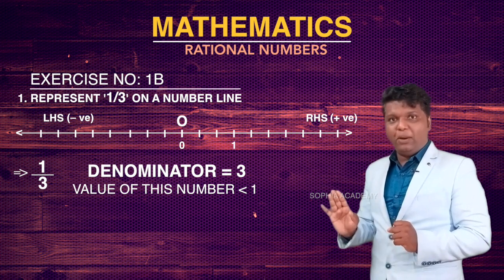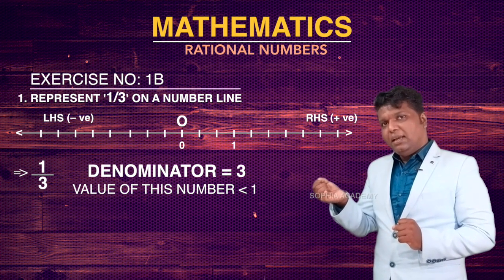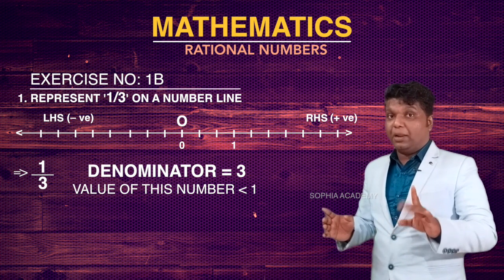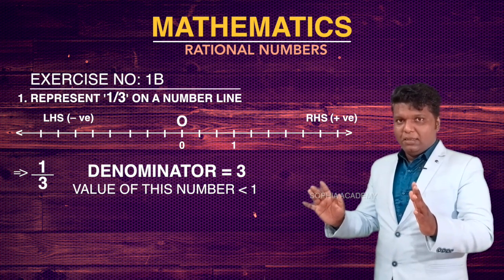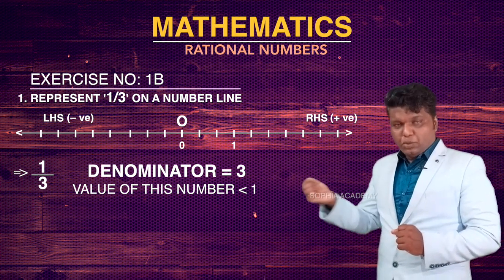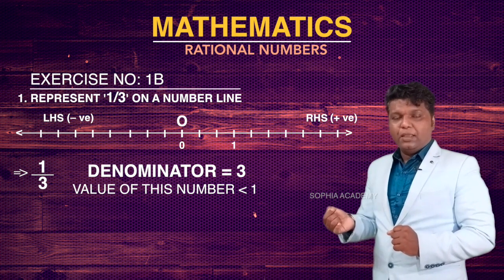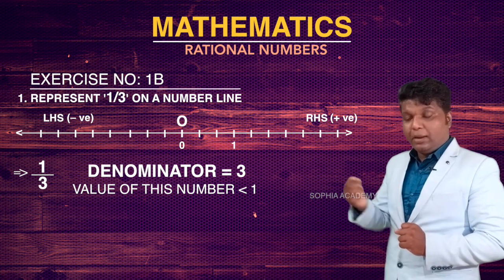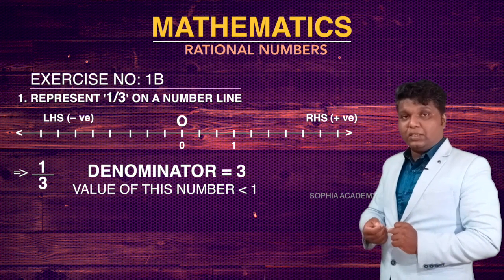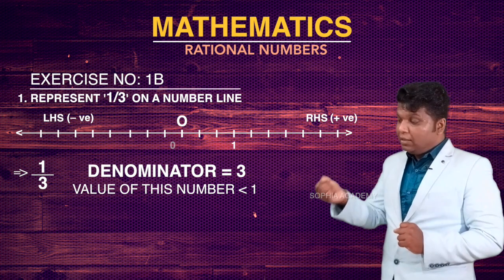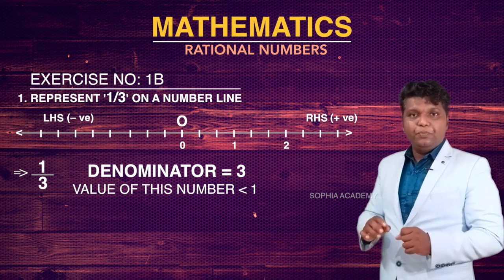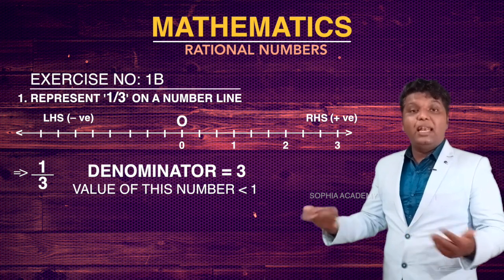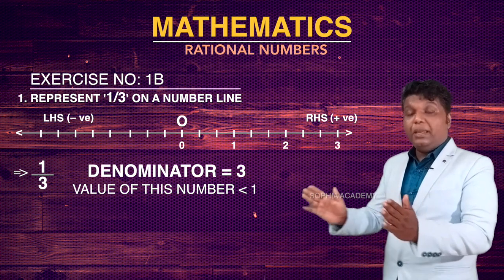Even though we took 3 points, after 3 points we marked it as 1. Don't think that this is the third point. No, it's not the third point. I told you it should be equally marked. From O to this 1, that is your number 1. Then again take another 3 points. The 4th, 5th and 6th point will be your 2. The 7th, 8th and 9th point will be your 3. The 12th point will be your 4. Like that we have to mark.